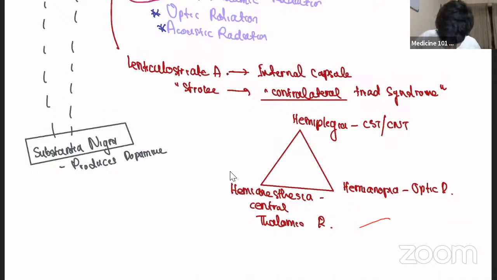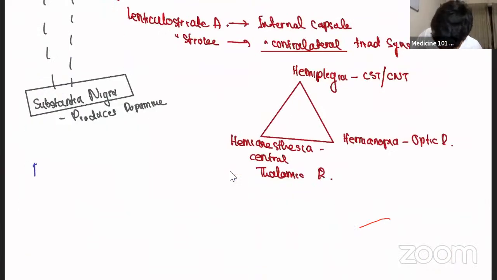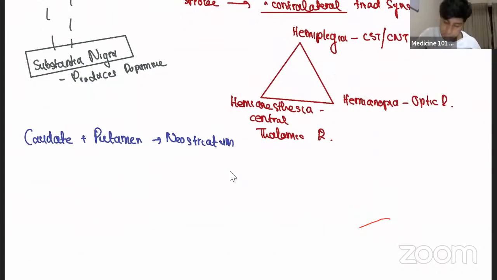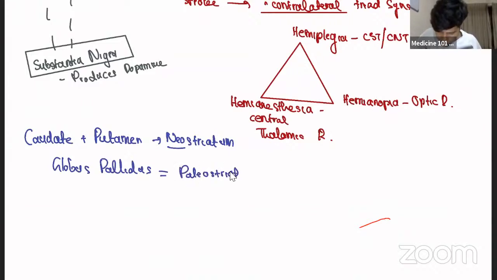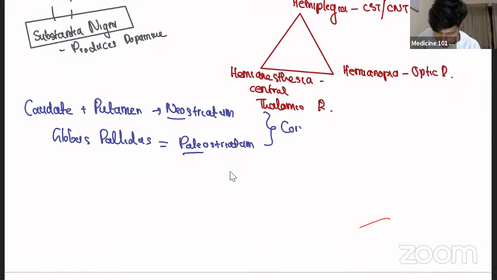So I will add the final points for the basal ganglia and we'll be done. So the caudate plus putamen is called the neostriatum. Just know this. Neo, does anyone know the meaning of neo? If you guys can understand the difference between these two, you can understand the time period these names came out. New layer, old layer. Exactly. And that is also very important when you come to the topic cerebellum.